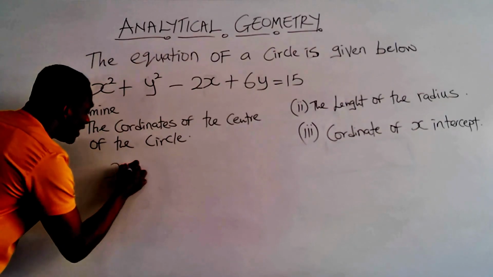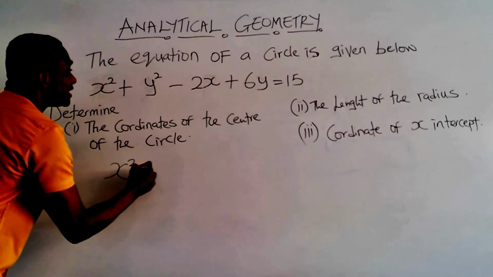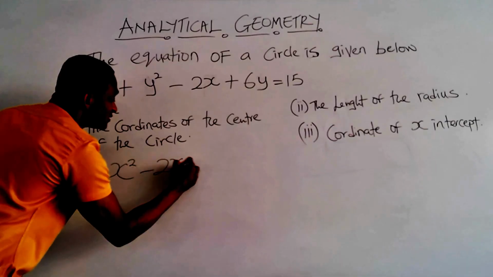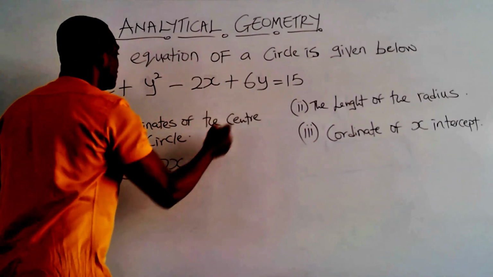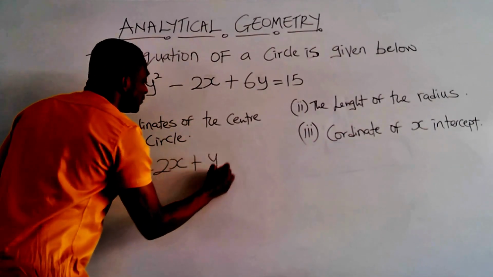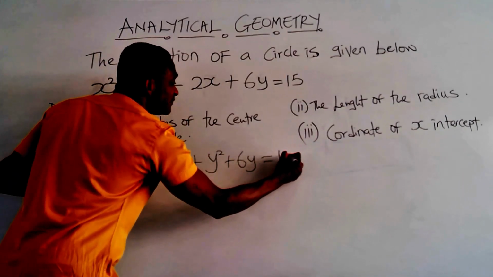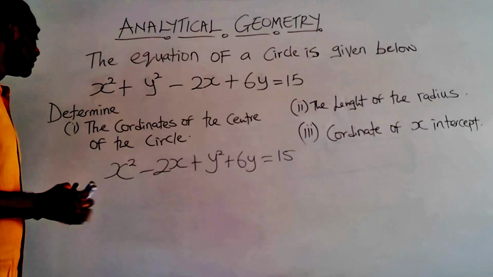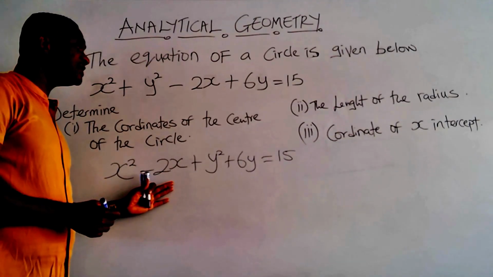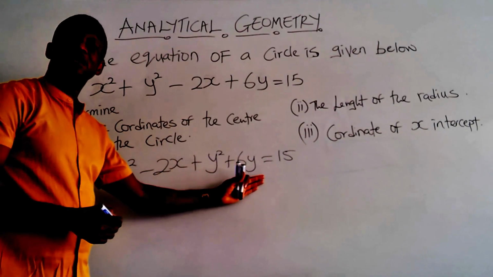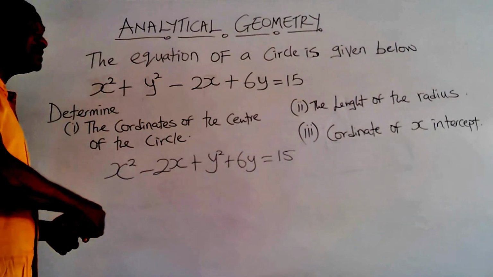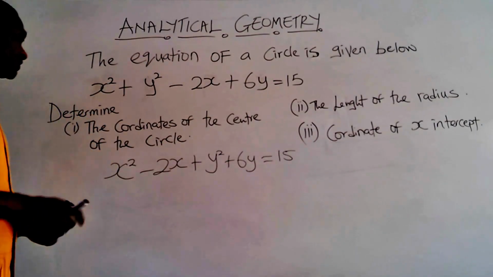So we first of all arrange them accordingly. This is x squared minus 2x, and then we push this one to its own side, equals 15. Why do we do this? So we can solve with respect to x, complete the square, solve with respect to y, complete the square. Whatever is left, we take it over to the other side.